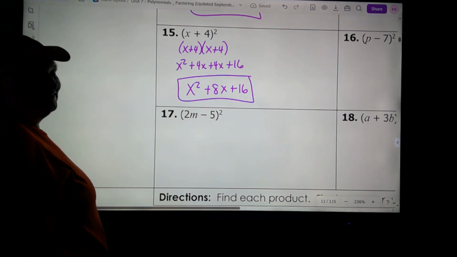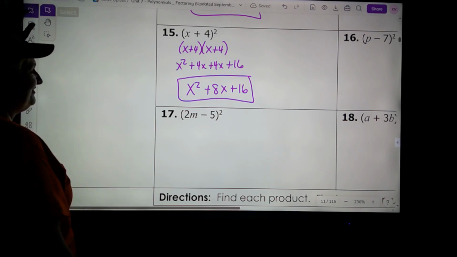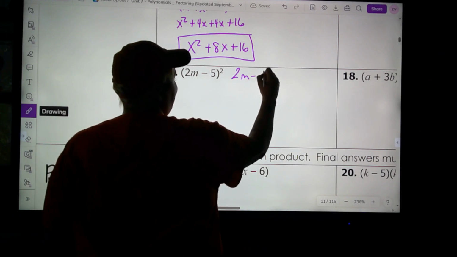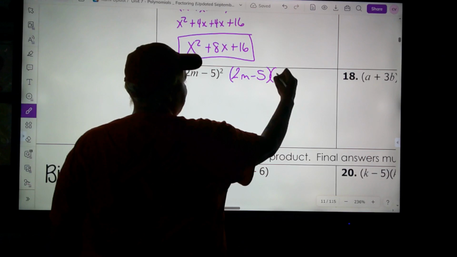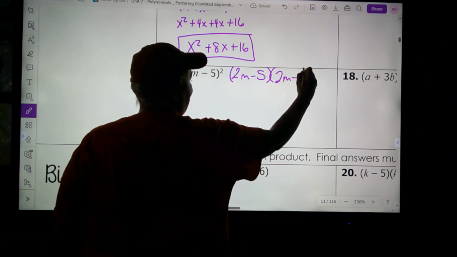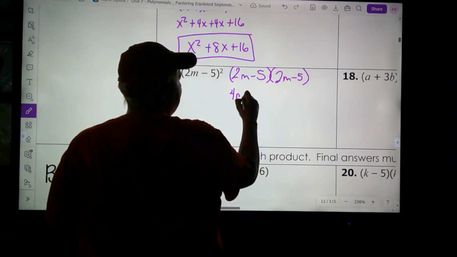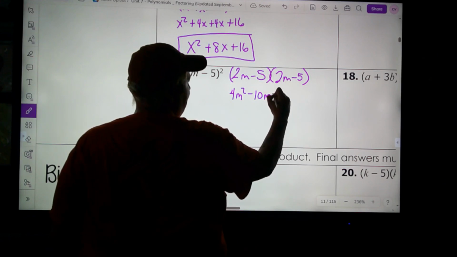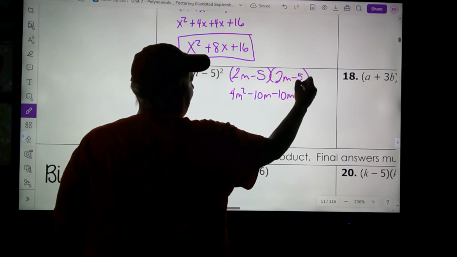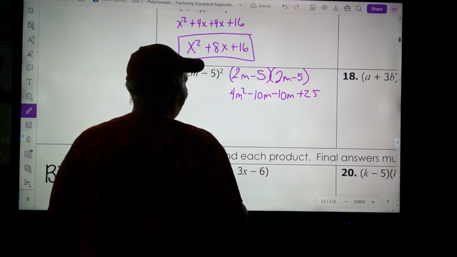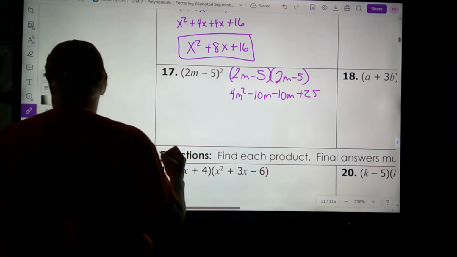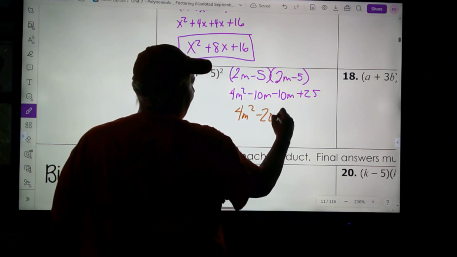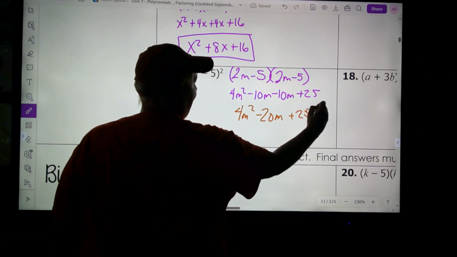Absolutely. That takes a little more practice. Just a little more. All right, again, it repeats. 2m minus 5 times itself. So we have 4m squared minus 10m minus 10m plus 25. 4m squared minus 20m plus 25.